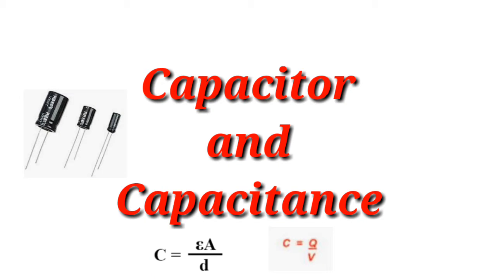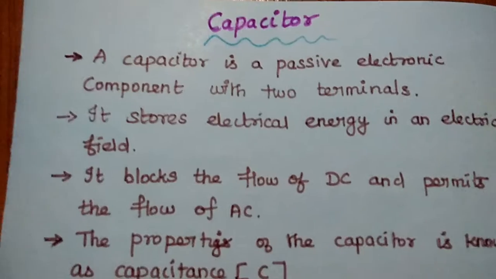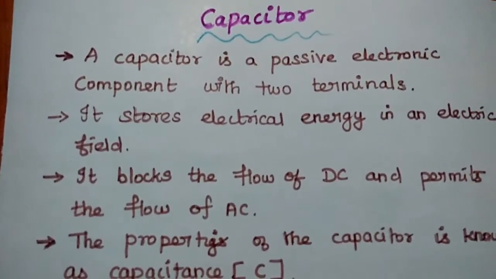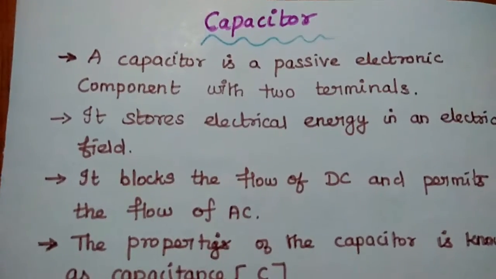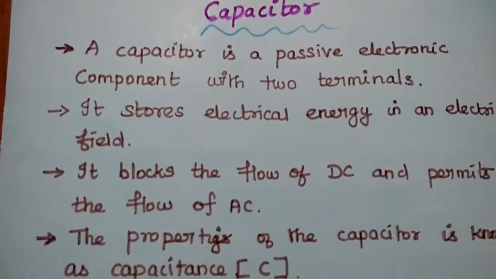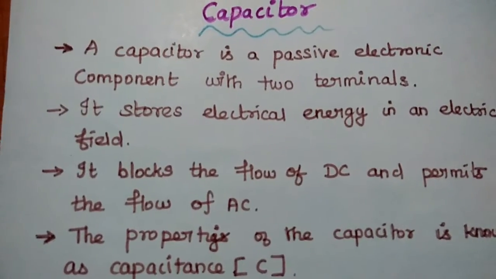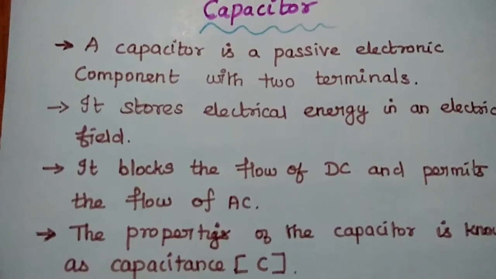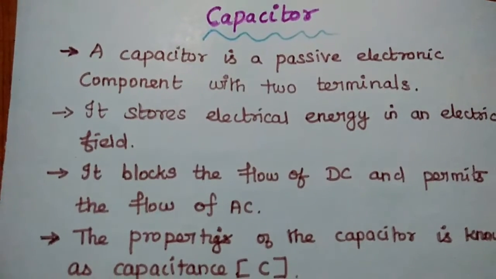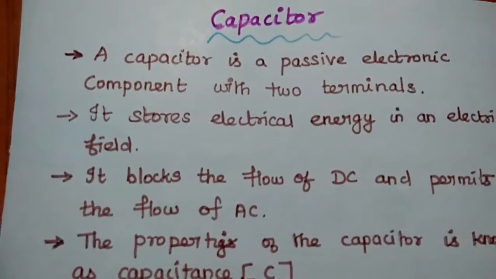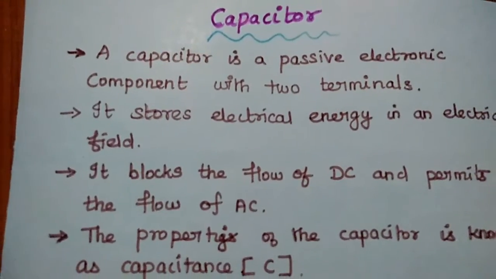Dear students, now we are going to discuss capacitors and the capacitance of parallel plates. A capacitor is a passive electronic component with two terminals. It is mainly used to store electrical energy in an electric field. Generally, it blocks the flow of DC and permits the flow of AC alone. Hence, it is widely used in filter circuits.